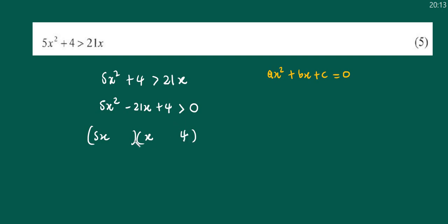If you put the 4 here, you're going to have 5 times 4, which gives you 20x. And if you put the 1 here, because these are the factors of 4, you have 1 times x, which is 1x. Now if I want to get negative 21x, this must be negative and this must be negative. That means I should put negative here and negative here. Then you would have gotten the factors.